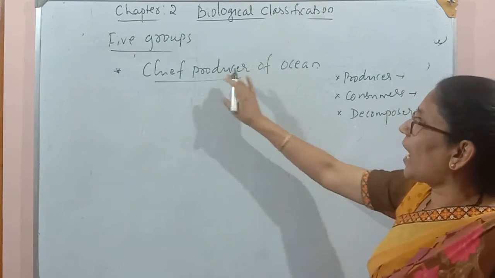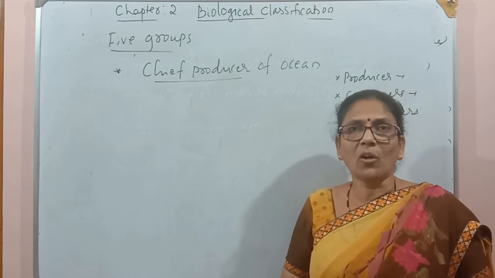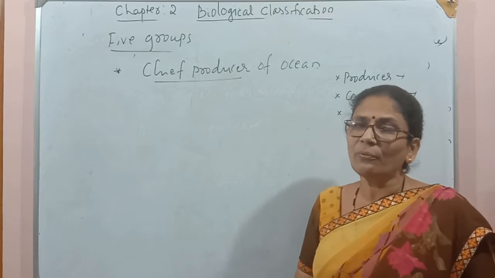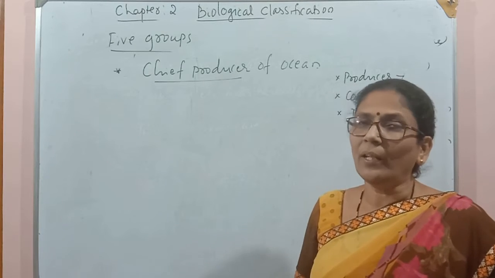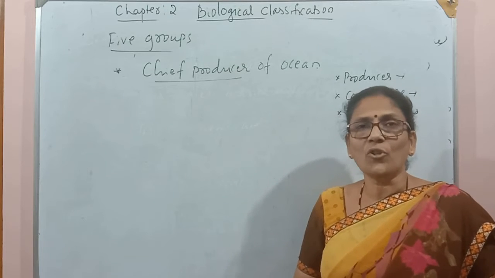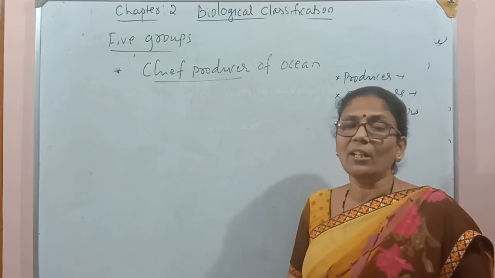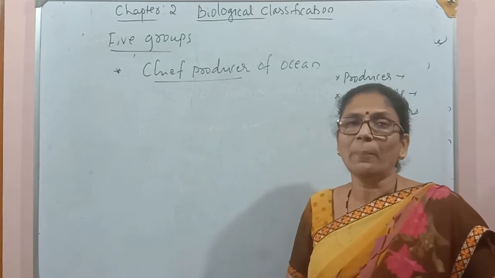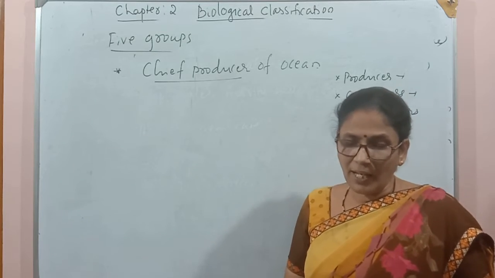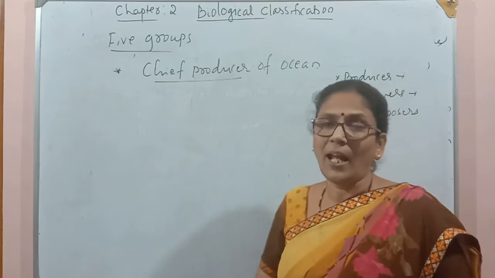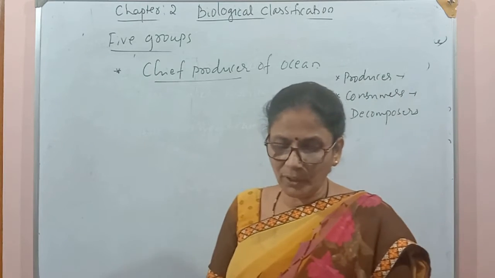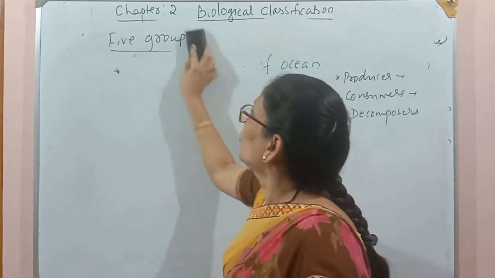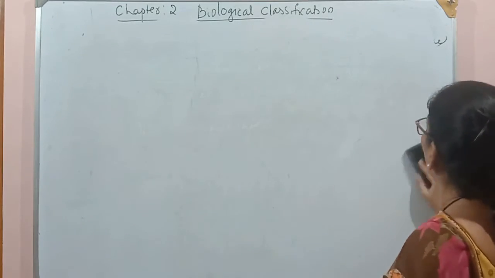Here we consider diatoms the chief producers because they are photosynthetic and produce food, and this food is transferred from one level to another in the ocean through the grazing food chain. That's why diatoms are said to be the chief producers of the ocean. The examples we already mentioned are diatoms and desmids. Let us move to the next type, dinoflagellates.